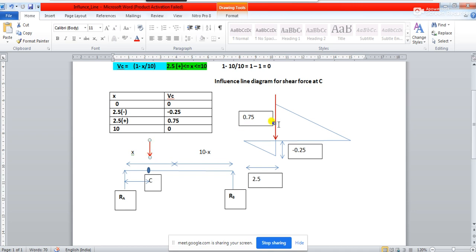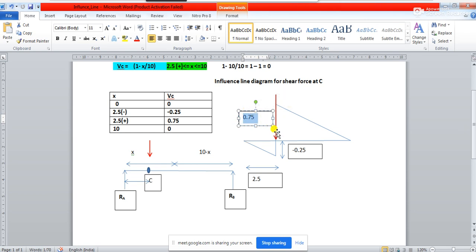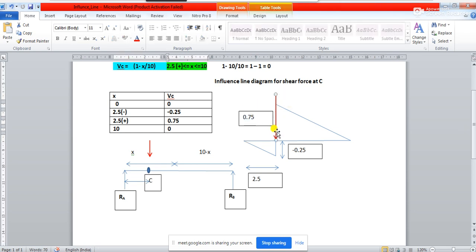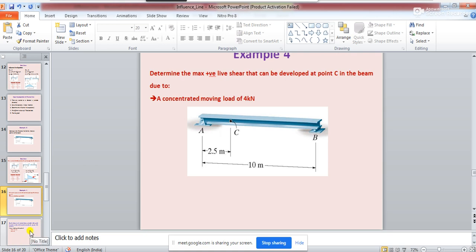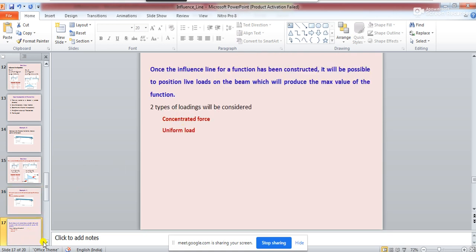So what you will have to do? You will have to just multiply this load value with this 0.75, and that much amount of shear will be generated, and that will be the maximum positive shear when this load reaches just 2.5 of the beam. Okay, so in the next part I have shown you the solution. So see, very simple.